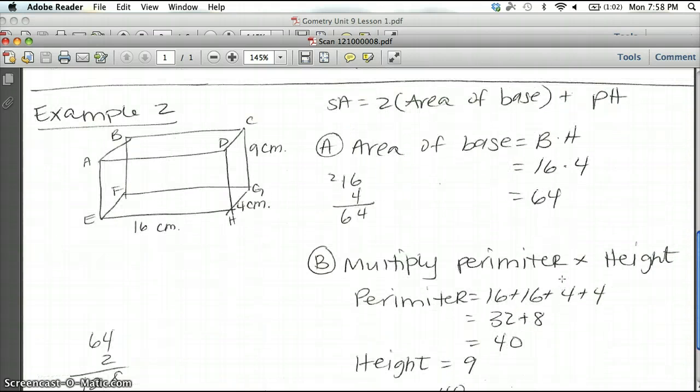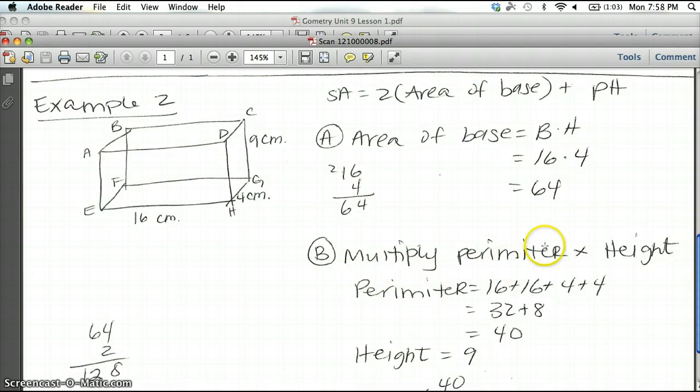Now let's look at example 2. Again, our base is a rectangle. So the area of a rectangle is base times height, and our base is 16 and our height is 4. So the area of my base is 16 times 4, which gives us 64. And then we're going to multiply our perimeter times our height. The perimeter of a rectangle, that means opposite sides are congruent. So 16 plus 16 plus 4 plus 4. 16 and 16 gives us 32, and 4 and 4 gives us 8. So 32 plus 8 is 40.